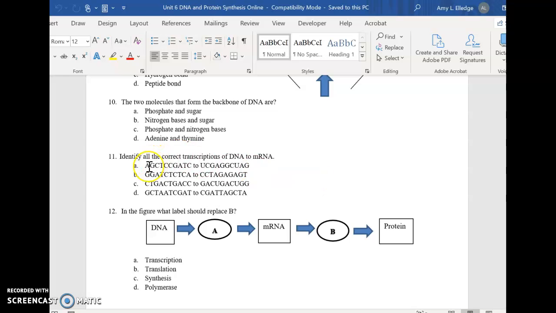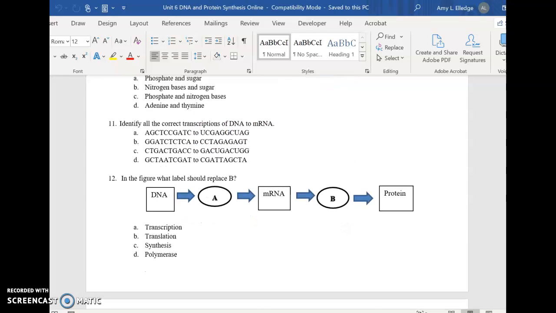So now you're looking at this. Does A go to U? Yeah. G goes to C. C goes to G. T goes to A. This all makes sense. Let's look at this other one. C goes to G, that's true. T goes to A, that's true. G goes to C, that's true. A to U. Well, it says all the correct ones, so it looks like there's more than one here. And so both A and C are correct, and the ones with T are obviously incorrect.